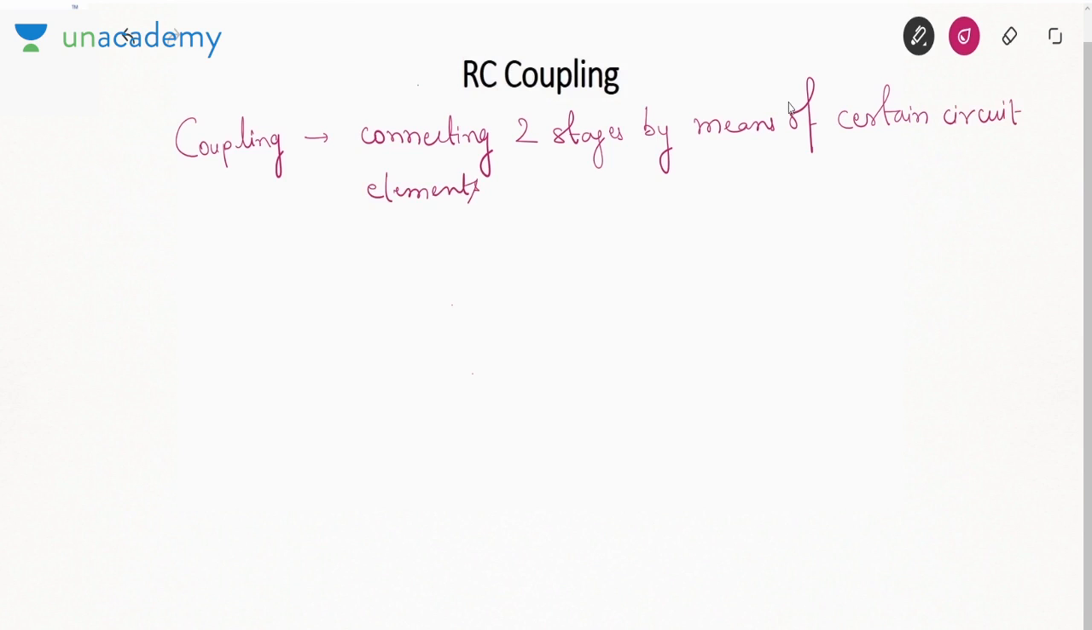So what is meant by RC coupling here is that the two stages are connected together by means of a capacitor and resistor. How can you show this? Suppose I have a common emitter amplifier. The output will be taken from the collector. Now this will work as an input to the second stage. But before connecting to the input, we will pass it through a combination of R and C. That is called RC coupling.